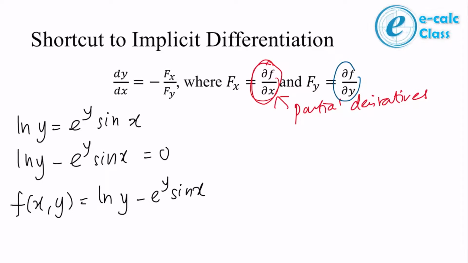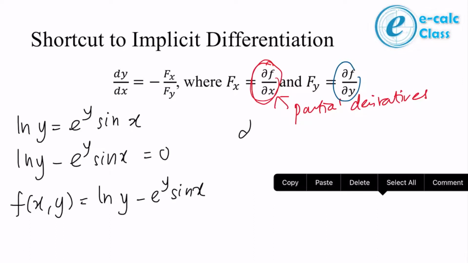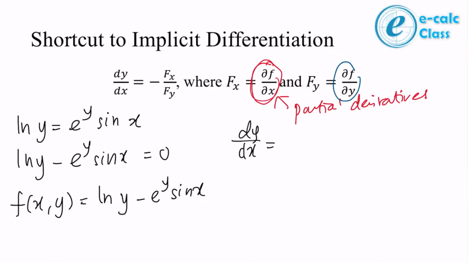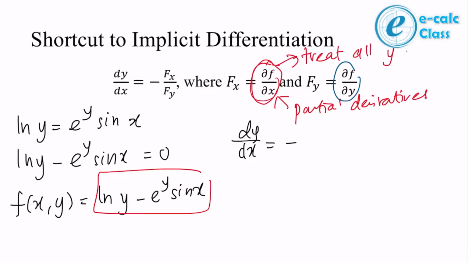I told you already, this is from Calc 3, which is multivariable calculus. So this is a multivariable function. Now you just write dy/dx. You want to find dy/dx, which is negative ∂f/∂x, which means you differentiate this further here, treating y as constant. Now your ln y is constant. You differentiate a constant, you get 0.